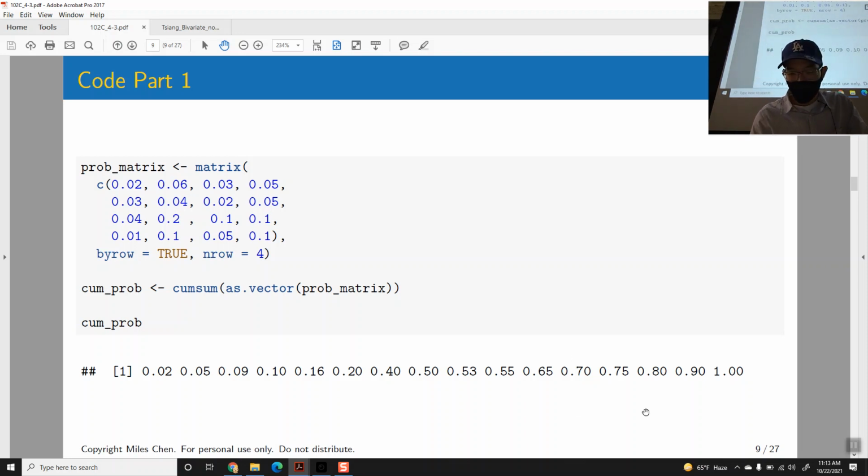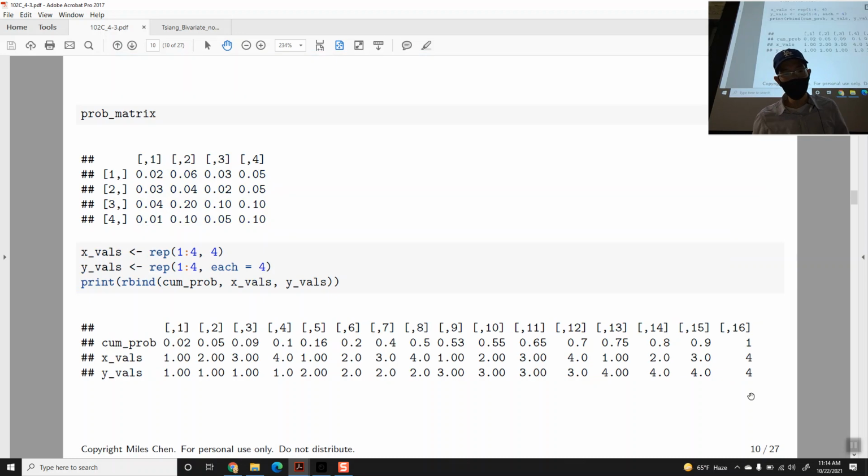Okay, so then what do we want to do? We want to use this to then generate values. How can we use this to generate values? So here is that vector of cumulative probabilities. And then I'm going to create a vector to show us what the corresponding x value and what the corresponding y value will be, right?